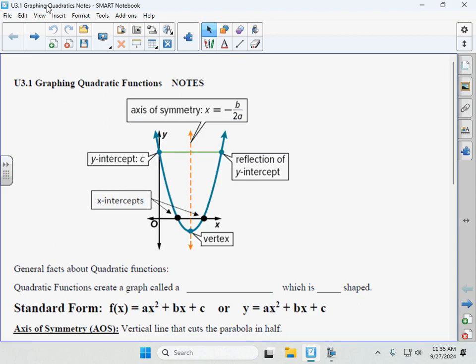And we can find another point using the y-intercept and the axis of symmetry to reflect that point across the line. Okay.